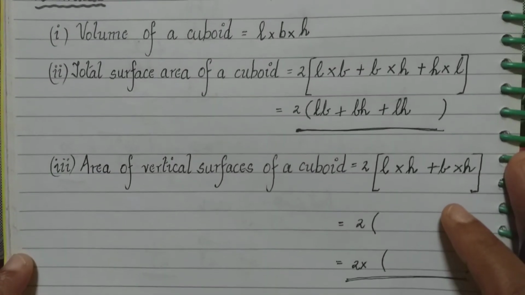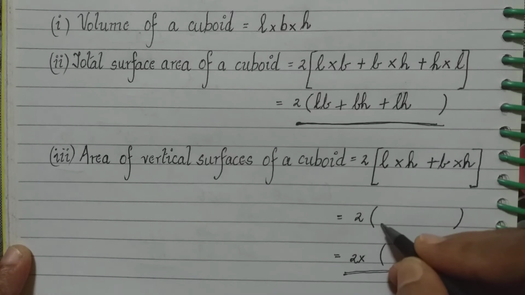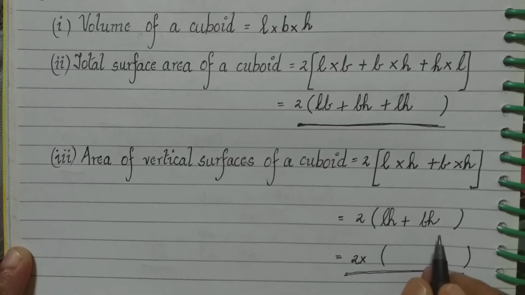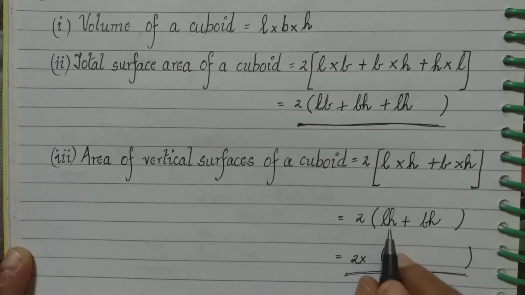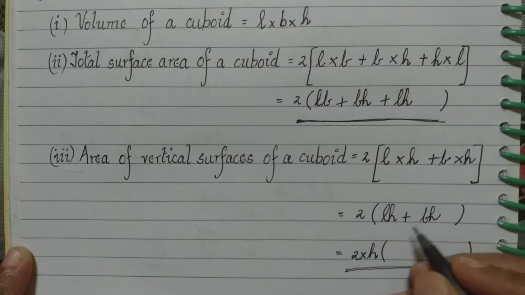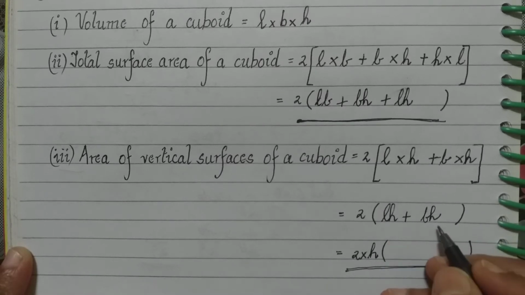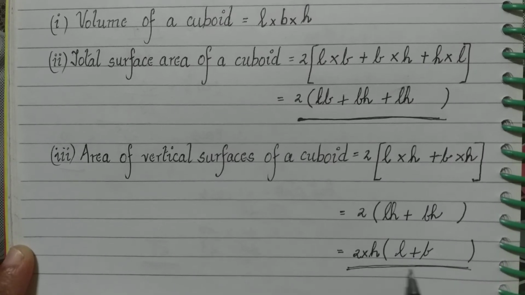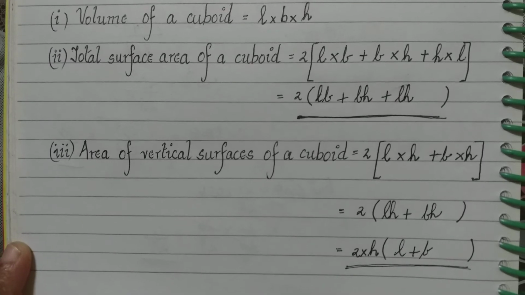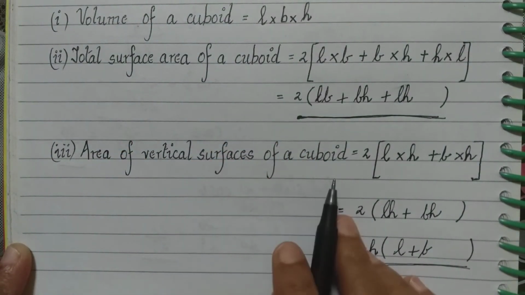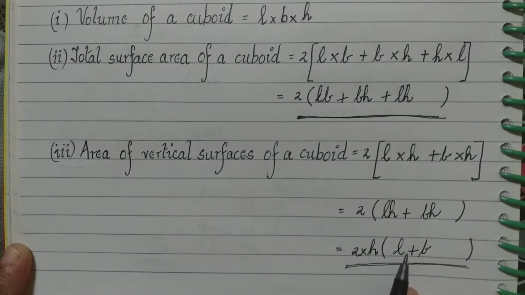So now here, what we wrote, L into H becomes LH plus B into H becomes BH. Now in LH and BH we see that H is common. So when H comes out it becomes 2 into H. And what is left inside the bracket when H is common out? L plus B. So we can just say 2H bracket L plus B. Okay, so this is about a cuboid, how we find the volume, the total surface area and the area of the vertical surfaces of a cuboid.